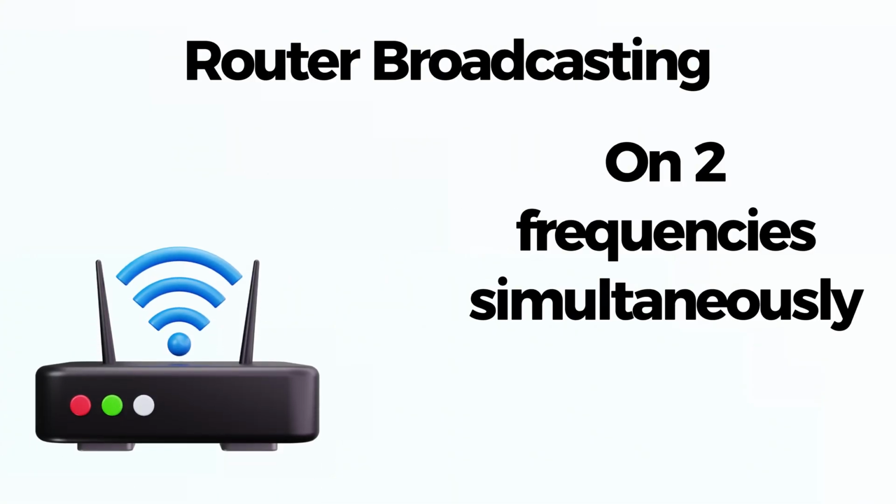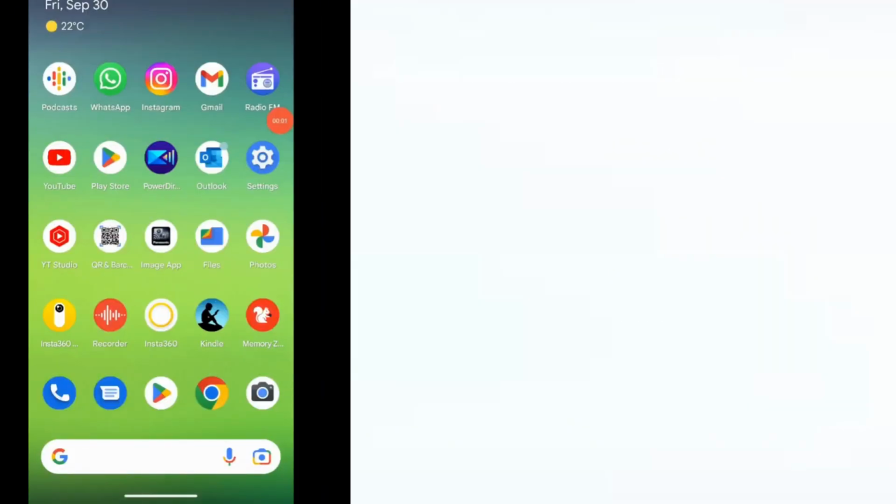If you have a dual band router, you may be broadcasting on two frequencies simultaneously. When your phone gets out of range of the 5 GHz network band, it may switch to your router's 2.4 GHz band. To determine if your home Wi-Fi signals at 2.4 GHz or 5 GHz, you can check and see on your smartphone.